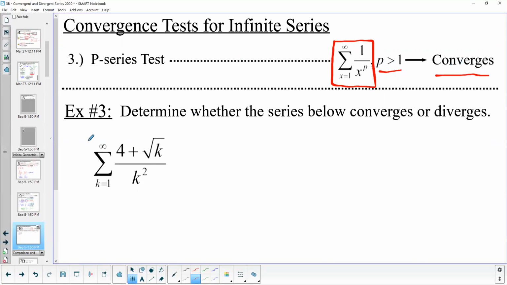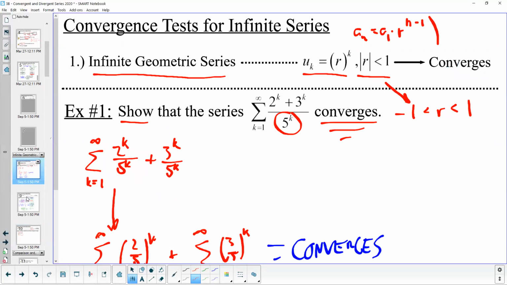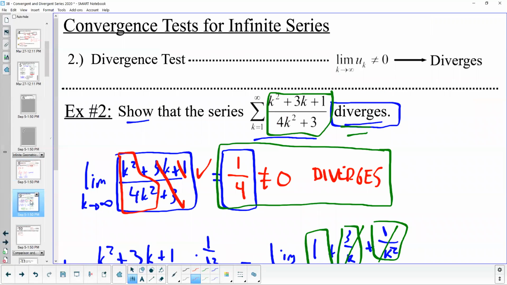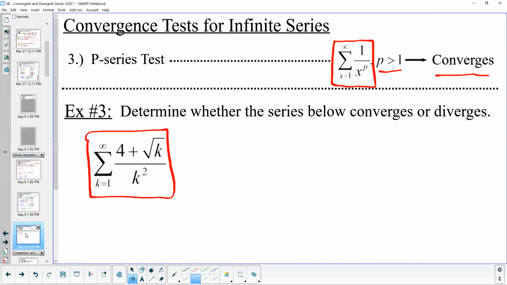Looking at our first example here, example 3 for the p-series test says determine whether the series below converges or diverges. This one is a little different from examples 1 and 2. In example 1, it said show that the series converges. So if we knew that it converged, you just had to prove it. And then in example 2, it said show that the series diverges. Again, we know it diverges, you just had to prove it. Here it's a little more open-ended where they're asking you to evaluate whether the series converges or diverges.